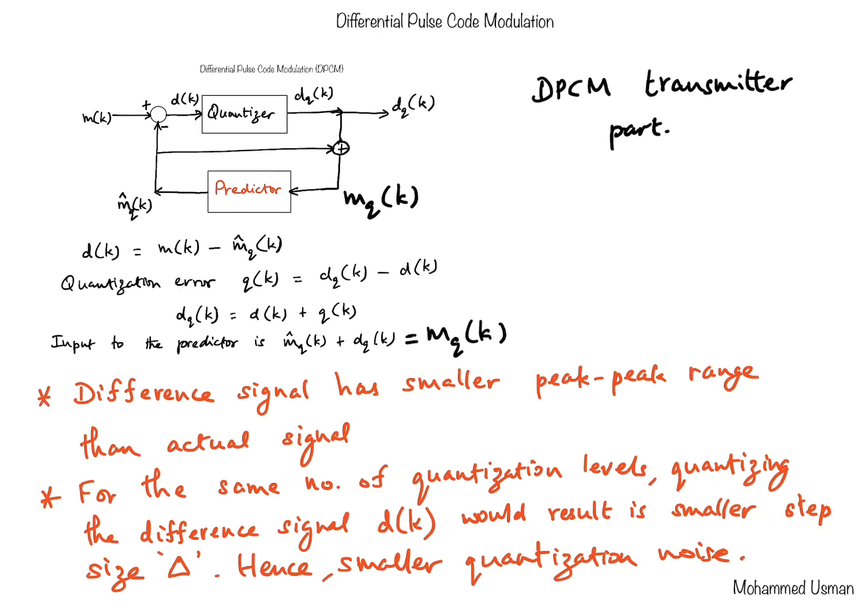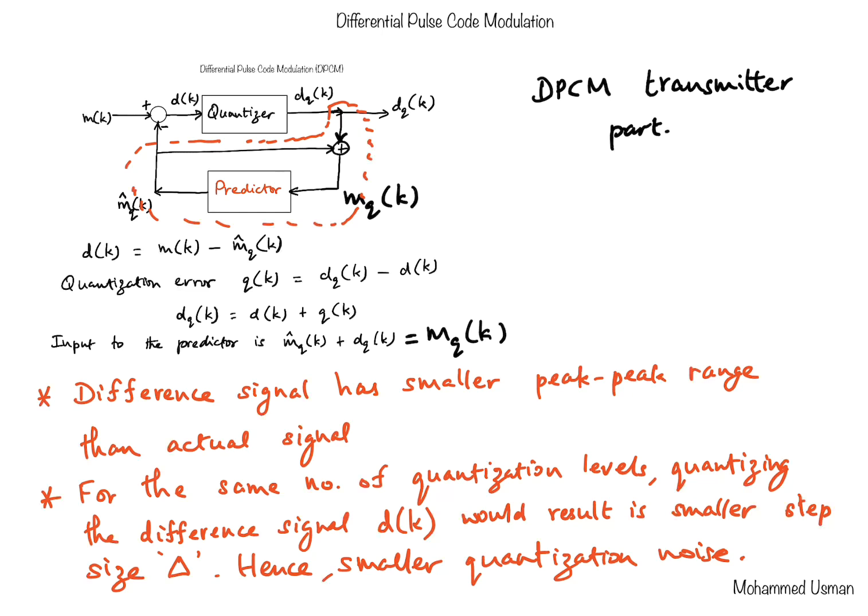The block diagram of the receiver part can be seen in this transmitter part itself, which I will mark with the dotted line. If you see this part, right, this part here constitutes the receiver part of a DPCM system. So we'll discuss that in more detail.